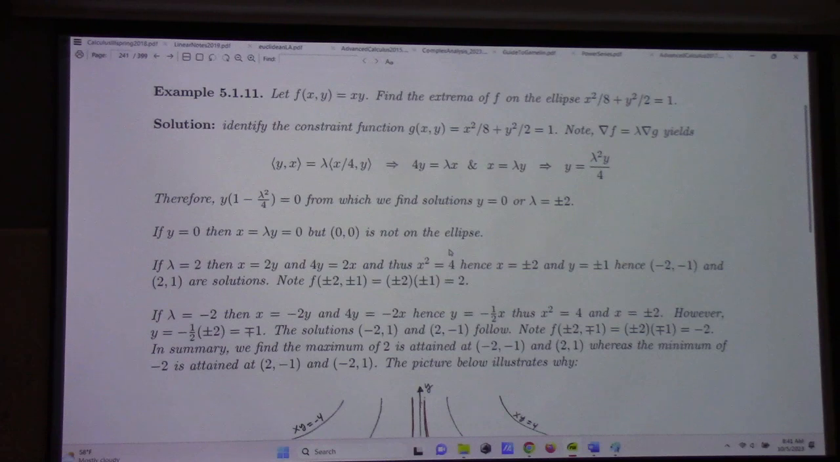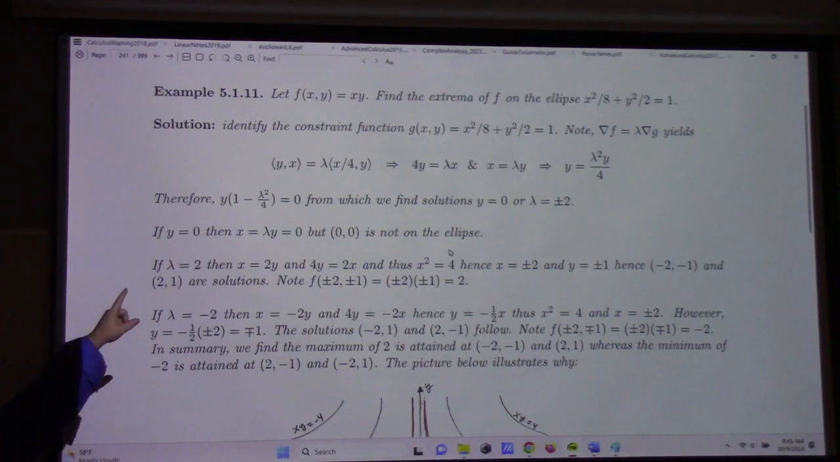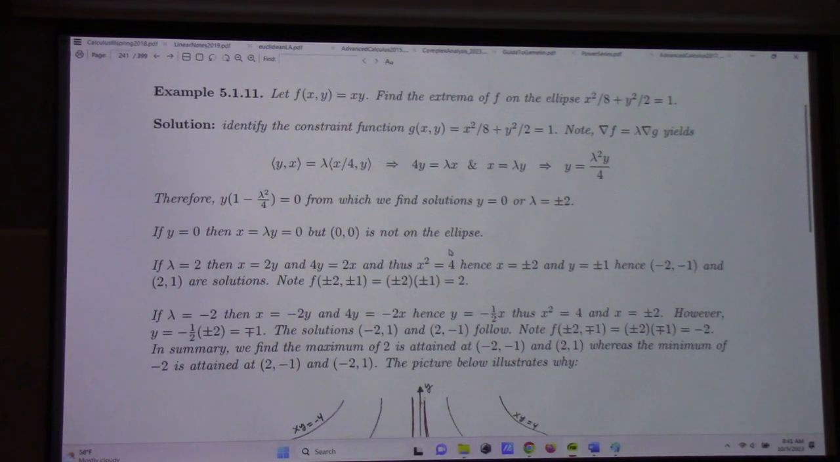So I set the gradient of f equal to the gradient of g here. This time my objective function is xy, and I'm maximizing it on an ellipse. Well, an ellipse is compact, right? It's closed and bounded. So I know an answer exists.